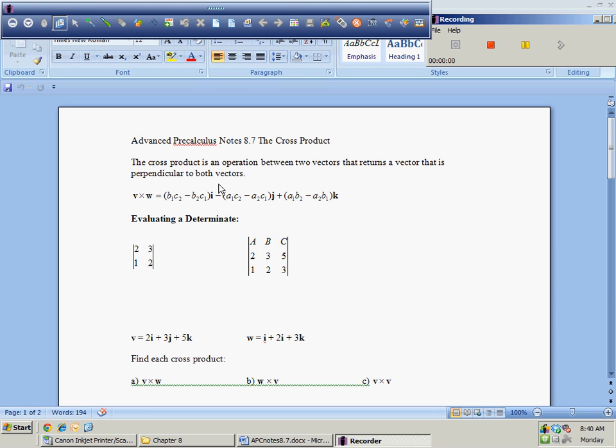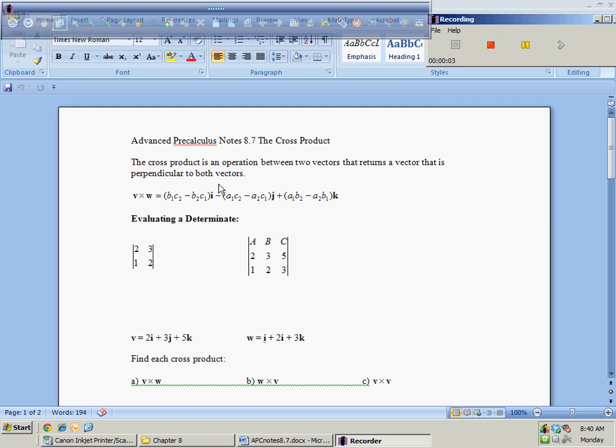The cross product is another way, like we do the dot product. When you do the dot product, you get a scalar quantity, meaning a number. When you do the cross product, you get a vector. And a lot of times this is used in physics.